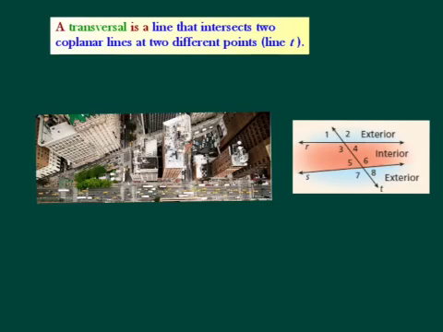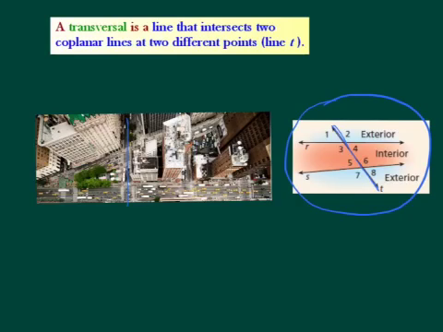We'll first look at this line right here that's running down the picture. That line is called the transversal. And that line intersects two lines that are on the same plane, or are coplanar, at two different points. So on this figure right here, line T is the transversal.